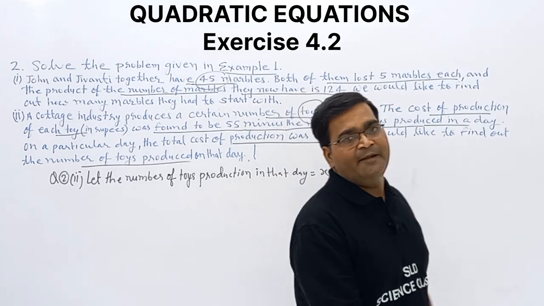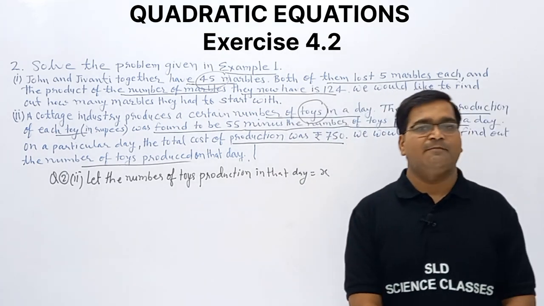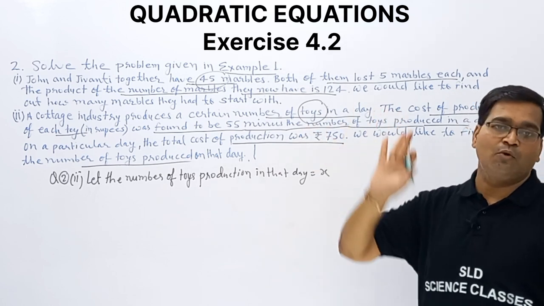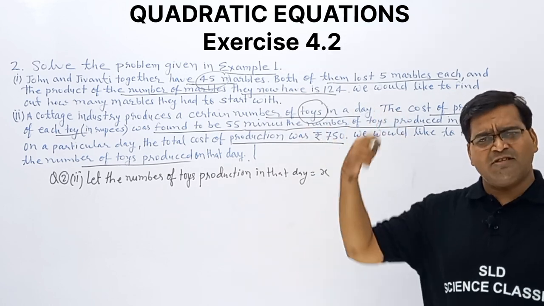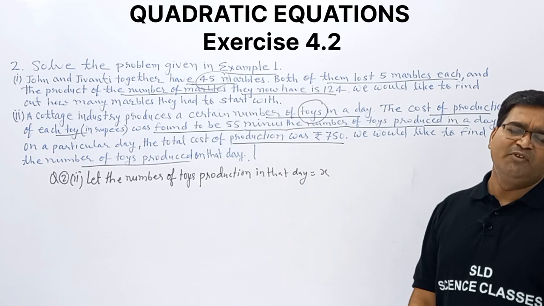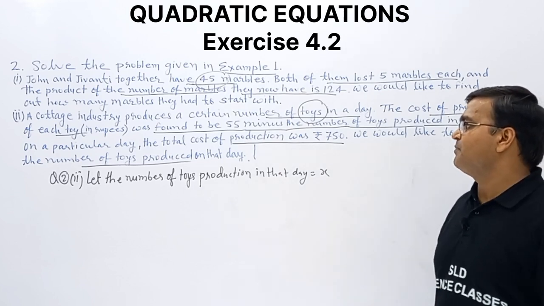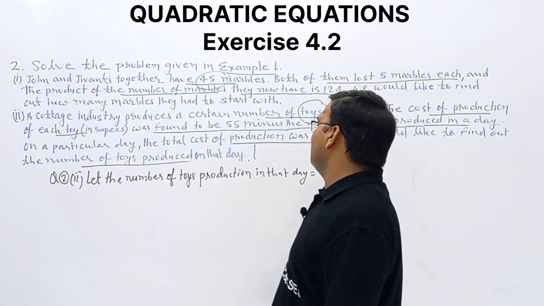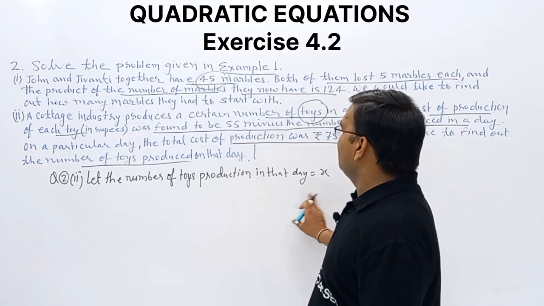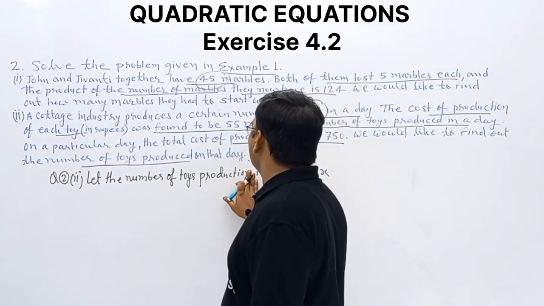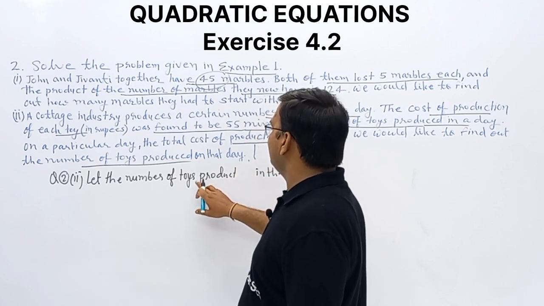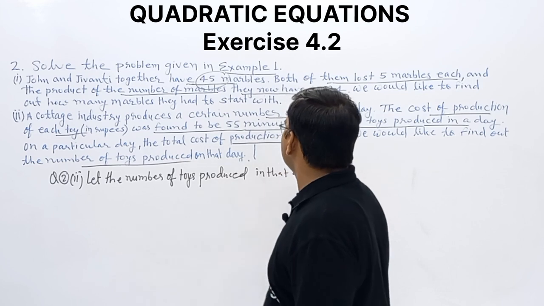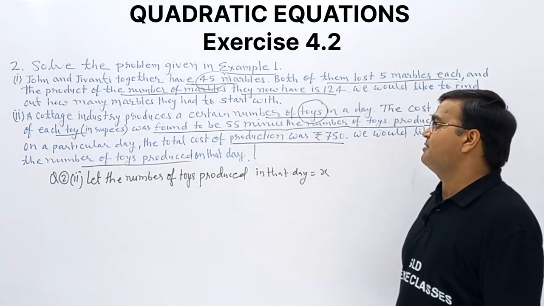One particular day, the company produced X toys. We don't know; X toys the company produced. We want this one, so we are assuming. Let the number of toys produced on that day, number of toys produced in that day, equal X toys.